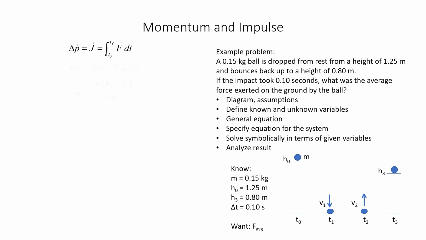Drawing out our diagram first helps us to label our variables. We know the mass, we know h0, we know h3, and we know delta t. Here, delta t is t2 minus t1. We want the average force.